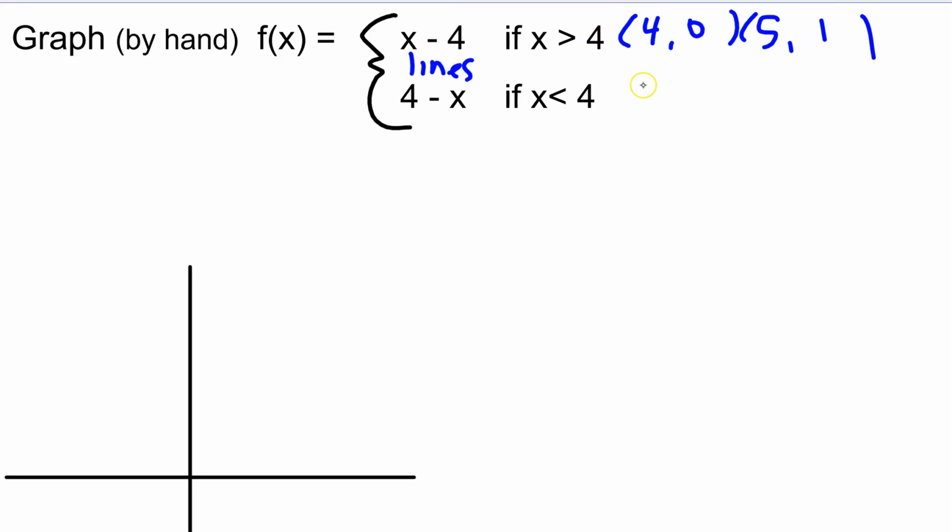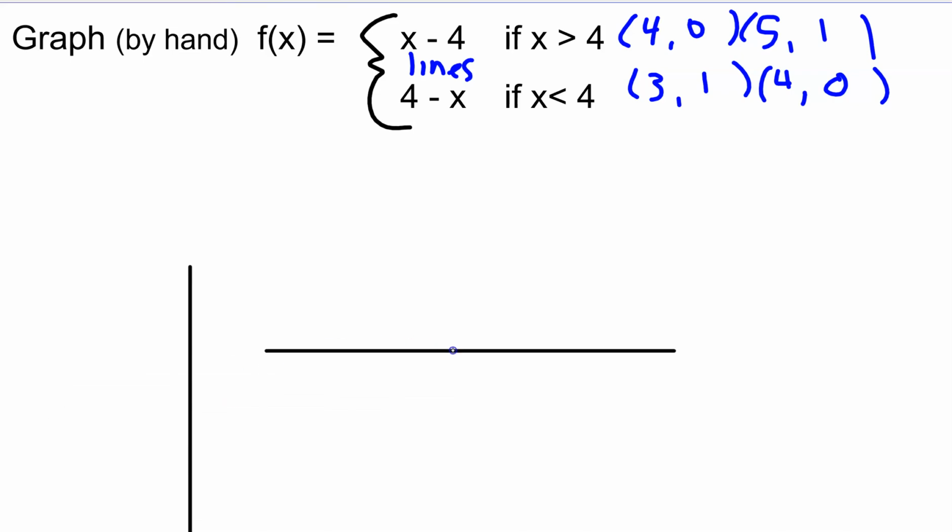I'm going to do the same for here, except this one, if I think about the number line, it's going to start at 4 and it's going to be less than 4. And I could use 3 as my other one. I know they're lines, so I just need 2 points. So 4 minus 4 is 0. 4 minus 3 is 1. So those are my 2 points there. And then I'm going to go ahead and graph this.